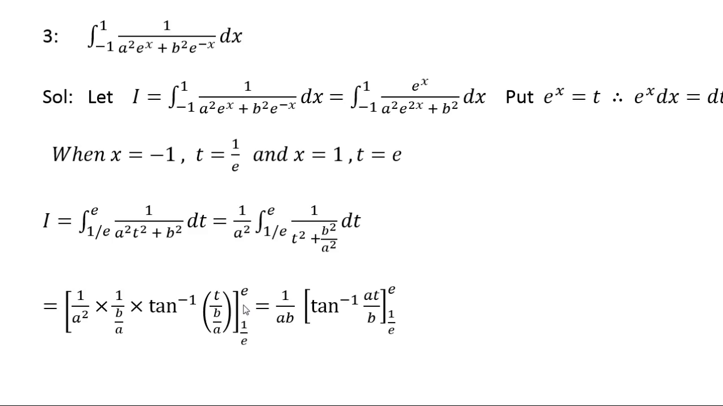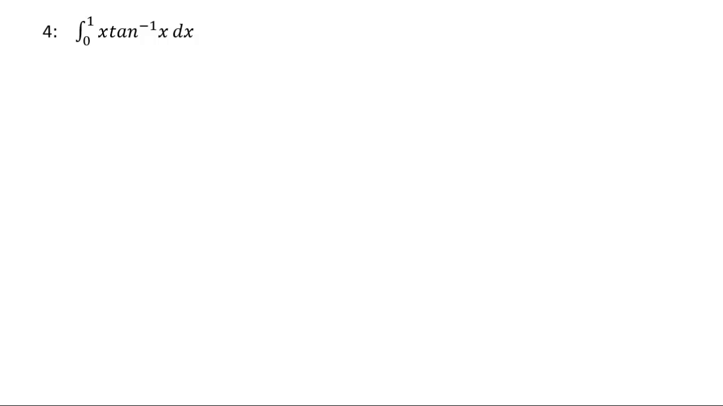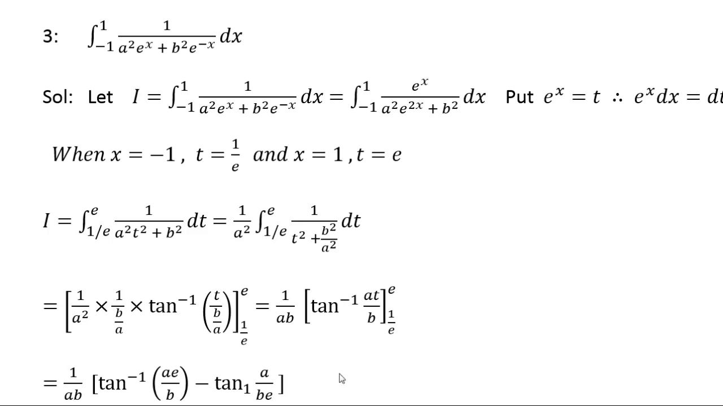Now evaluate this between limits 1 upon e to e, means put t is equal to e and then t is equal to 1 upon e and simplify this. You can check, we cannot further simplify this. This is tan inverse. हे जे आहे हे tan inverse आहे, पायापाशी दिला गेला आहे. This is tan inverse and this is the final answer. We cannot further simplify this integral. Okay.